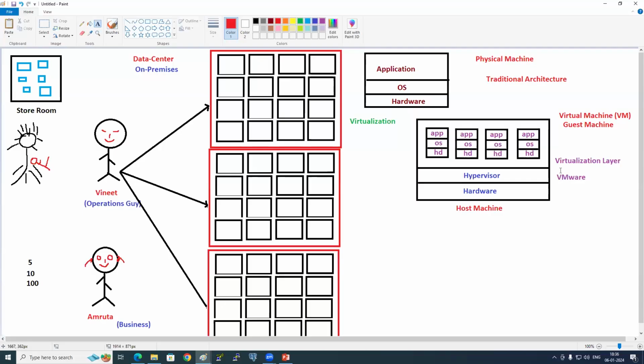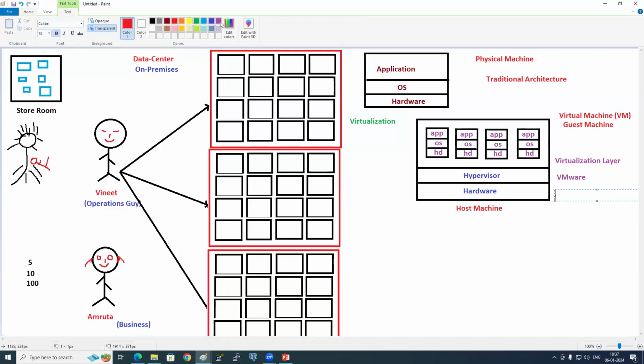Whereas with virtual machines, you can create them just like that, and you can delete them just like that, because it is virtual, not physical. Physical is very hard to delete. But as this is virtual, any number of virtual machines you can create just like that, and any number you can delete just like that. And each virtual machine will act as a server.